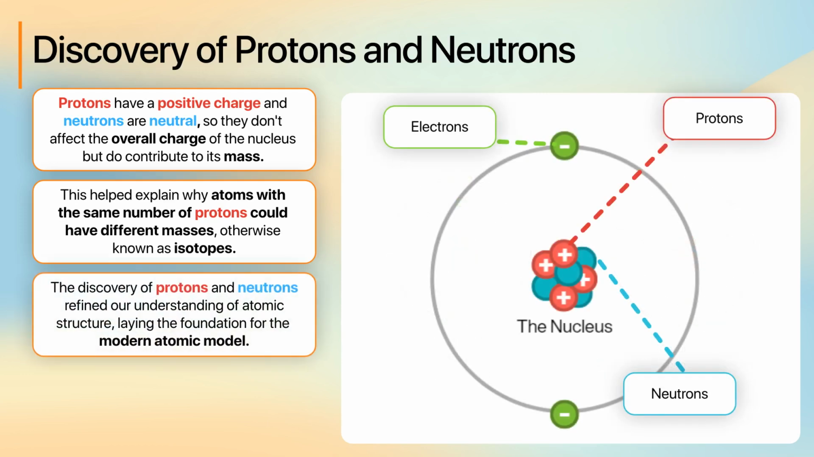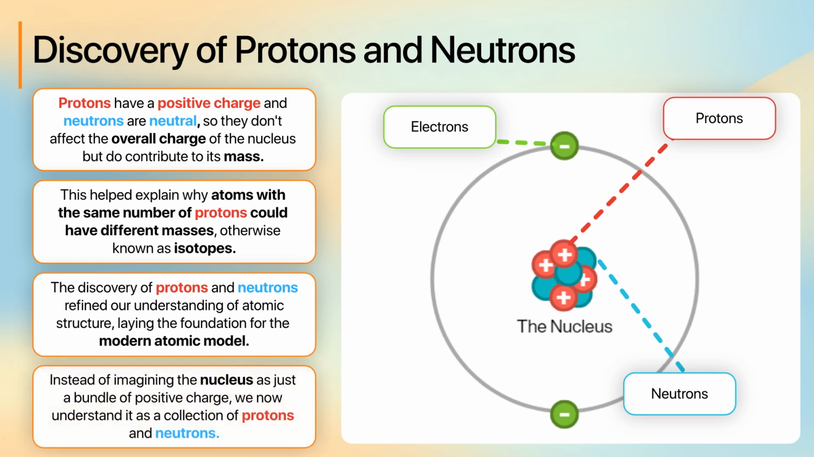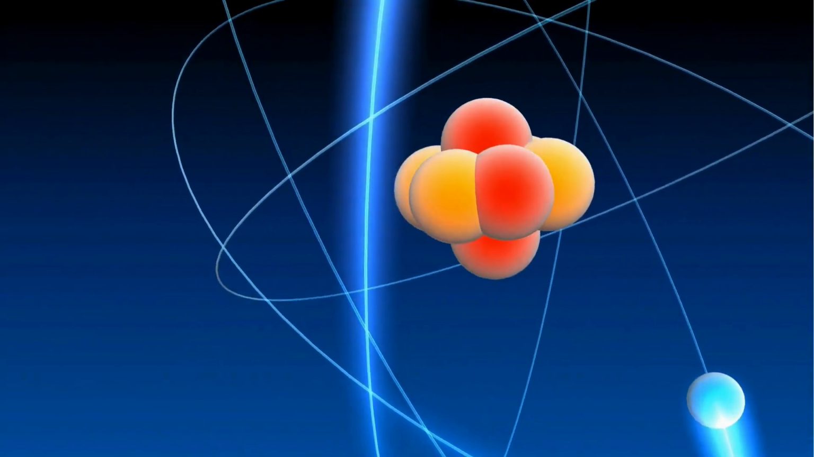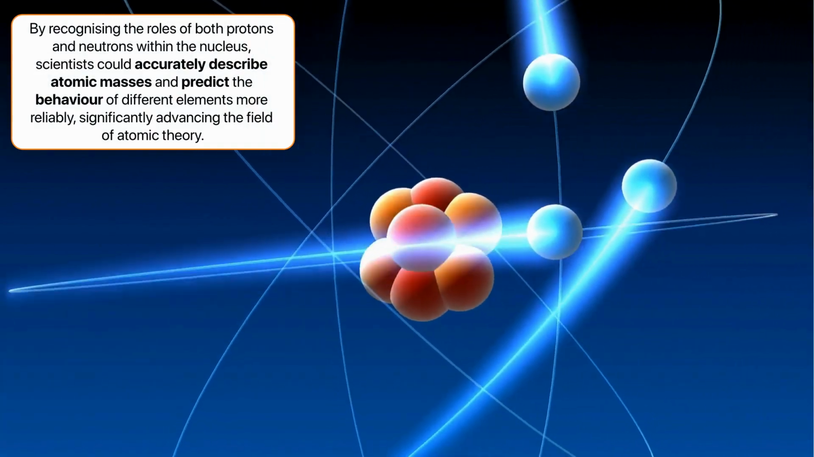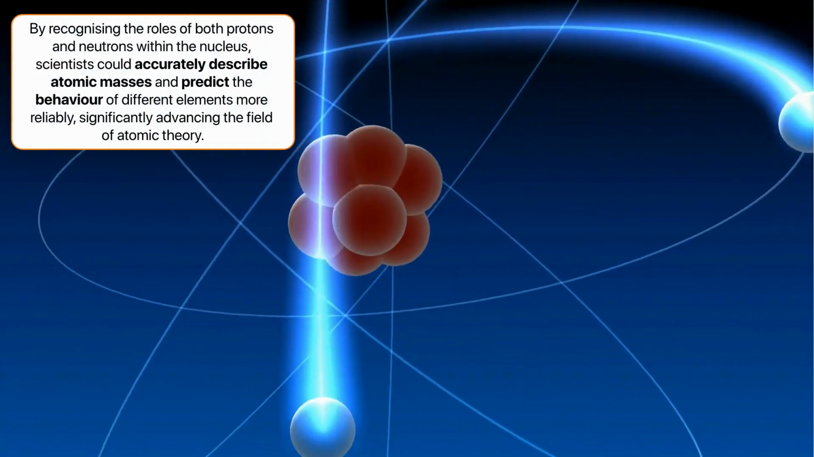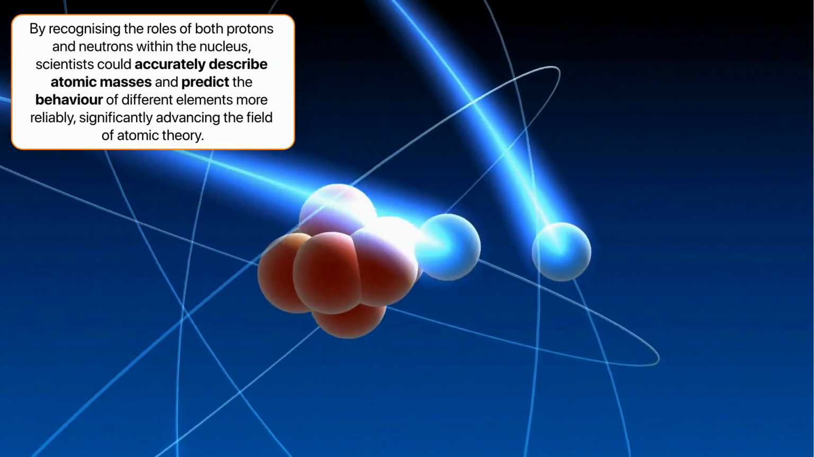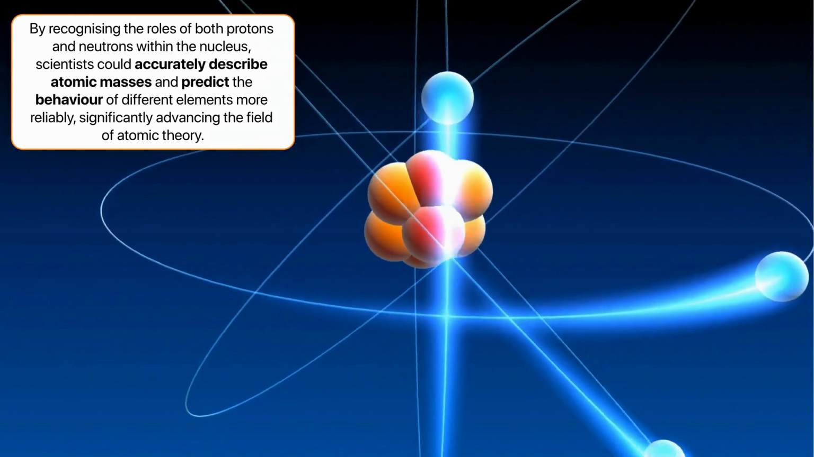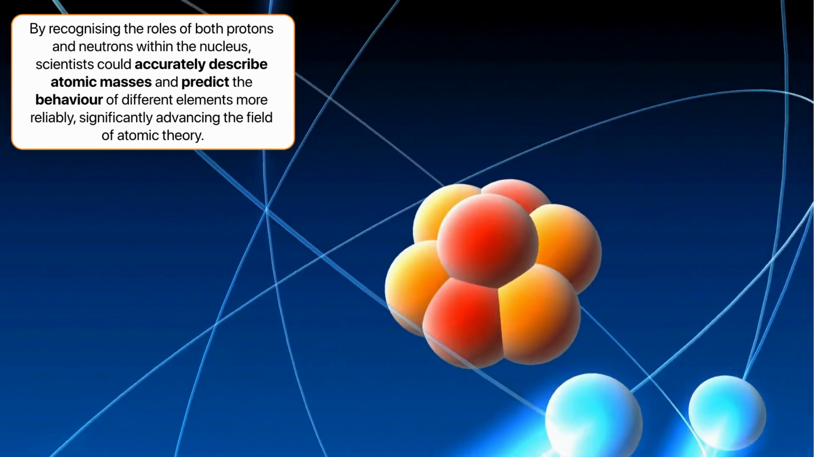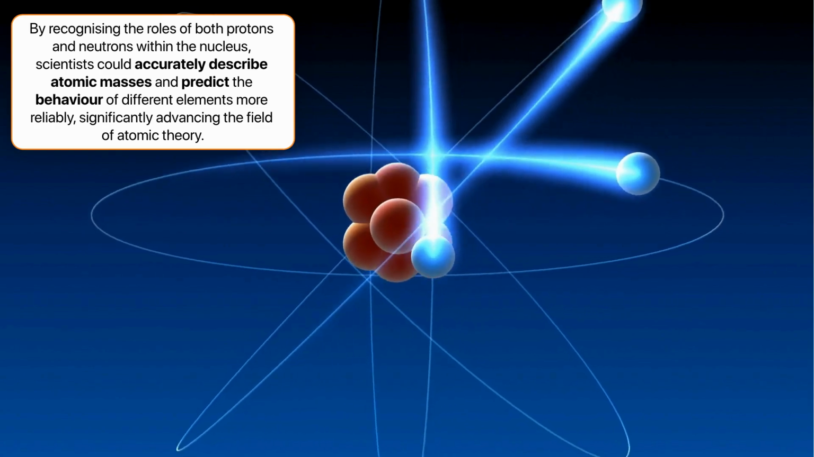This discovery of protons and neutrons refined our understanding of atomic structure and laid the foundation for the modern atomic model. Instead of imagining the nucleus as just a bundle of positive charge, we now understand it as a collection of protons and neutrons. By recognizing the roles of both protons and neutrons within the nucleus, scientists could accurately describe atomic masses and predict the behavior of different elements more reliably, significantly advancing the field of atomic theory.